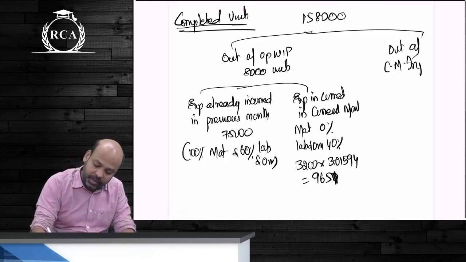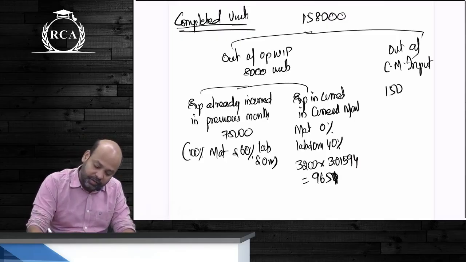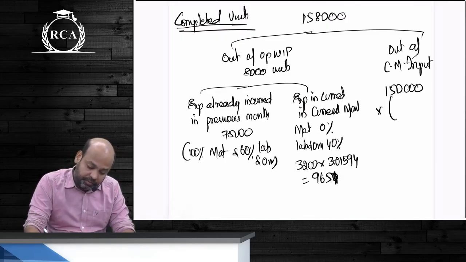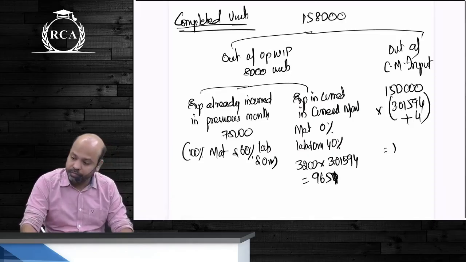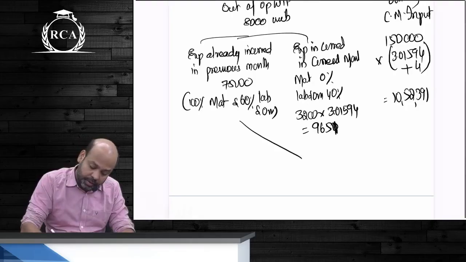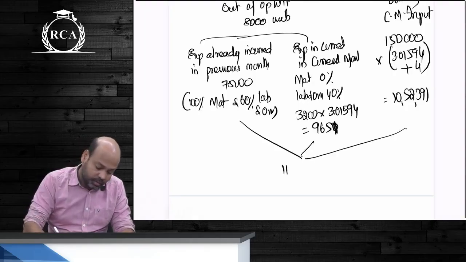Out of current month input, guys, you will write 1,50,000 units multiplied by 3.01594 and 4 rupees है ना वो? How much will this be? 391. All put together beta, 11 lakh 42.